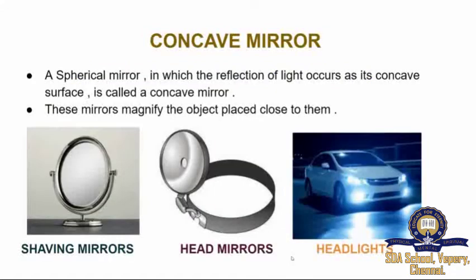Next, we will see about the concave mirror. A spherical mirror in which the reflection of light occurs at its concave surface is called a concave mirror. These mirrors magnify the object placed close to them. The most common examples of concave mirrors are makeup mirrors or shaving mirrors, head mirrors and headlights.